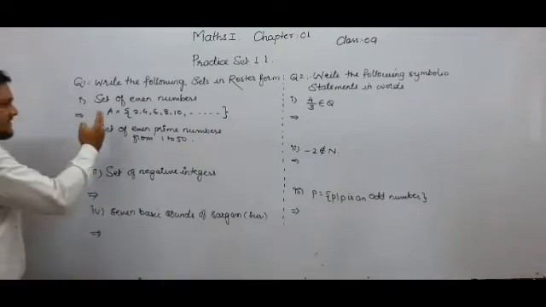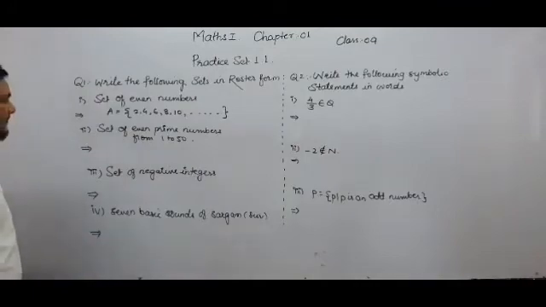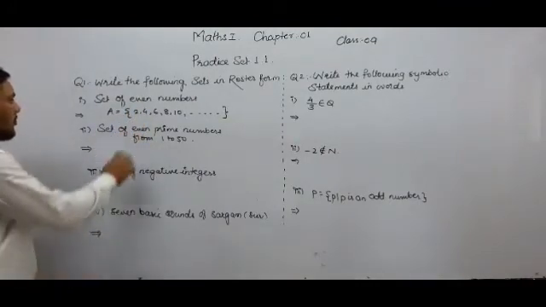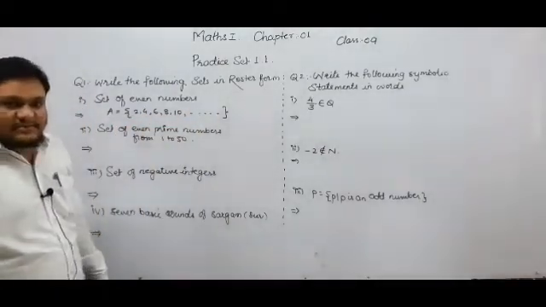Why? Because the elements of the set of even numbers are infinite, and even numbers are those numbers which are completely divisible by 2. 2 is completely divisible by 2, 4, 6, 8. These numbers are completely divisible by 2.